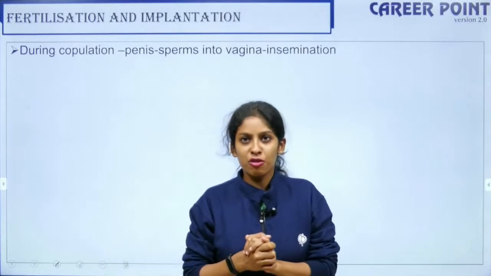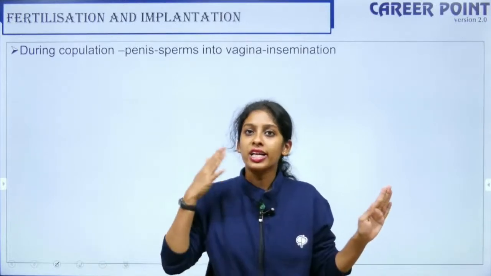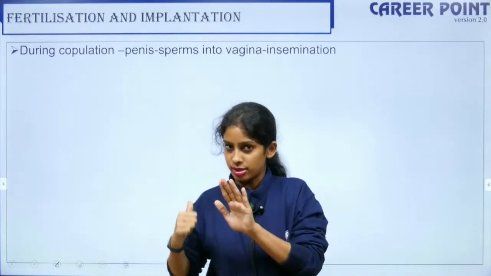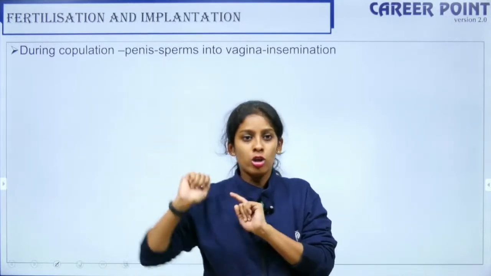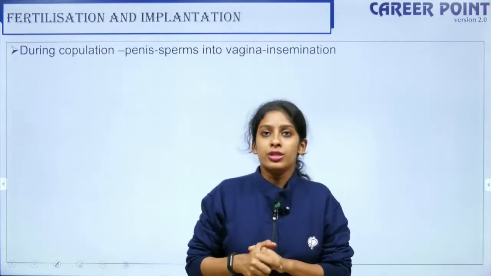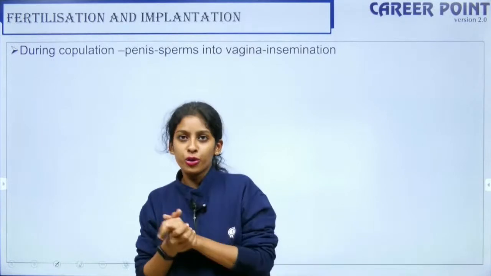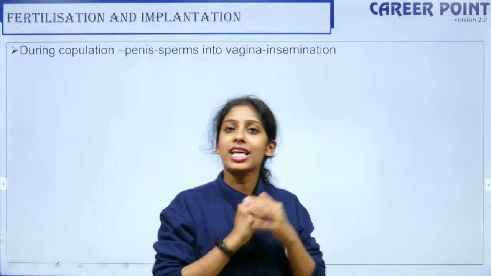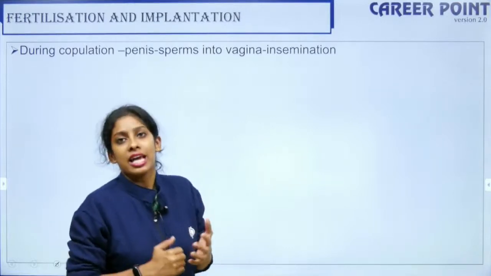So at the time of puberty, your primary oocyte completes meiotic division 1 to give your secondary oocyte and a polar body. So as of now, we have seen only one polar body. Now it is the law of the universe that the sperm and the egg have to reach the ampulla at the same time. So it has to be simultaneous.